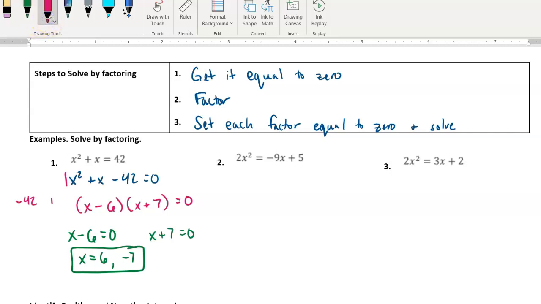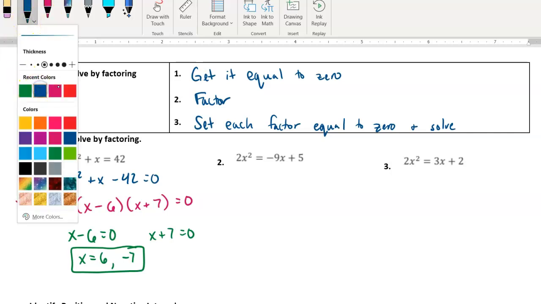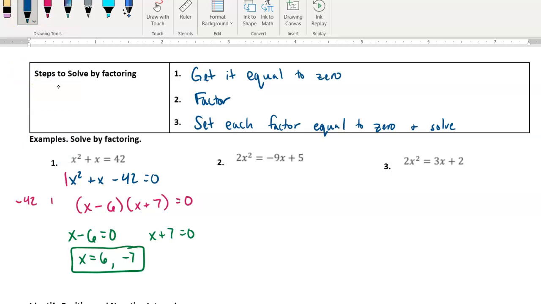Now, when we're doing this first step of getting it equal to 0, I highly recommend, in fact, don't even do it any other way. Make sure that you leave the x squared or keep the x squared positive. So even though you might think it'd be easiest to subtract 2x squared from both sides, that's going to make the rest of our problem harder. So let's make it easier for ourselves by leaving the x squared positive. And so I'm going to add 9x to both sides and subtract 5 from both sides to get it equal to 0.